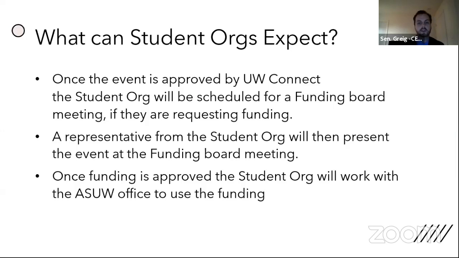Once you're approved by UW Connect, Director Berg will get you a scheduled time slot to go to Funding Board. There you will have to send a representative from your student organization to present to the Funding Board. Once we approve your funding, you work with the ASUW office to actually get that funding paid for, through credit cards to pay for things or reimbursements, or whatever you would need.